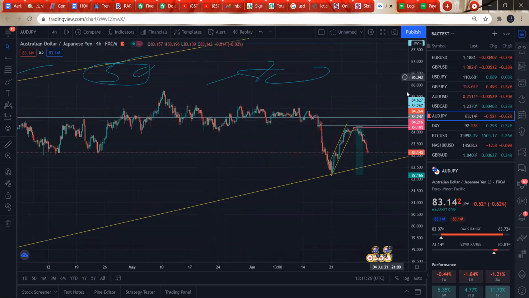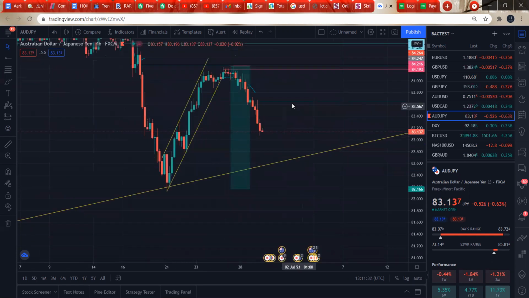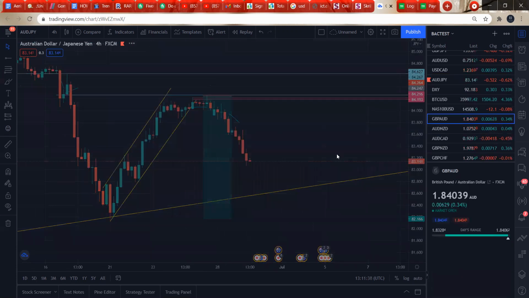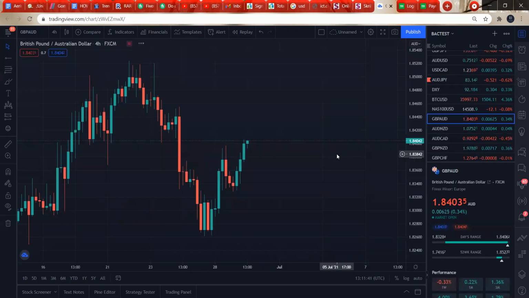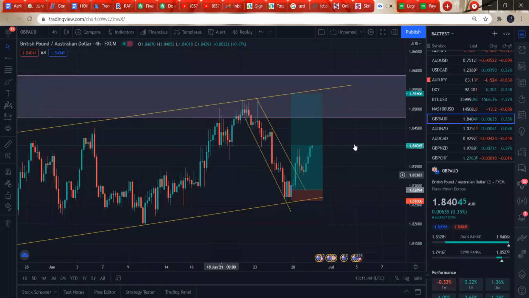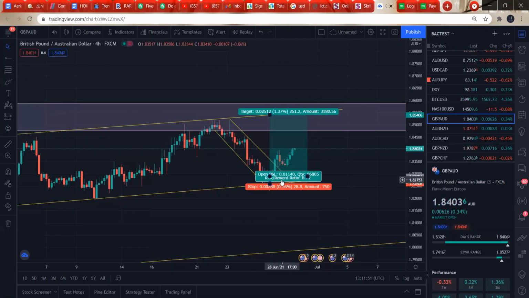So it's about going down to the lower time frame. The lower time frame will give you more information. So usually when we send a trade out, let's say for example, GBPAUD. You remember I sent this, I think yesterday.